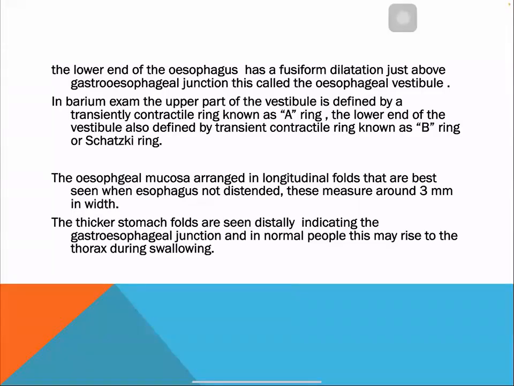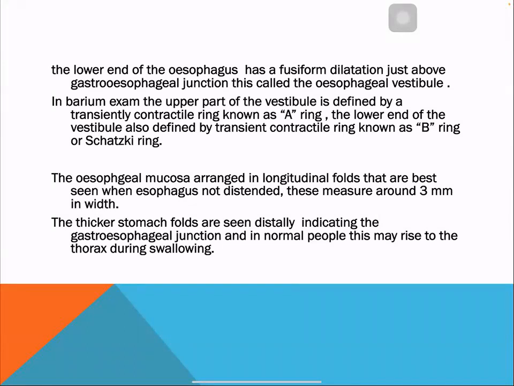The lower end of the esophagus has a fusiform dilation just above the gastroesophageal junction. This is called the esophageal vestibule. In a barium exam, the upper part of the vestibule is defined by a transiently contractile ring known as the A ring. The lower end of the vestibule is also defined by a transient contractile ring known as the B ring or Schatzki ring.